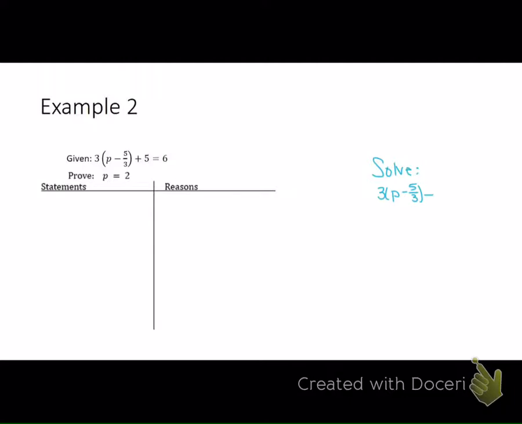Get your calculators out if you do not have your calculator out, because there's a fraction in this one. Calculator is currently out.